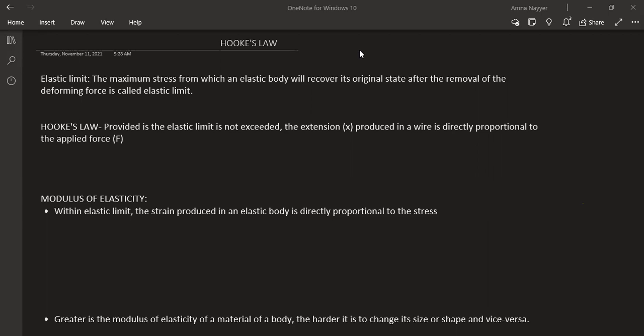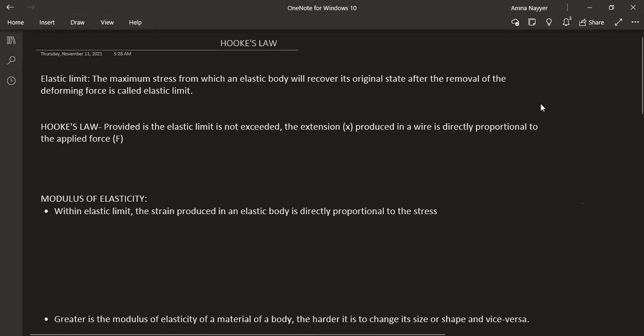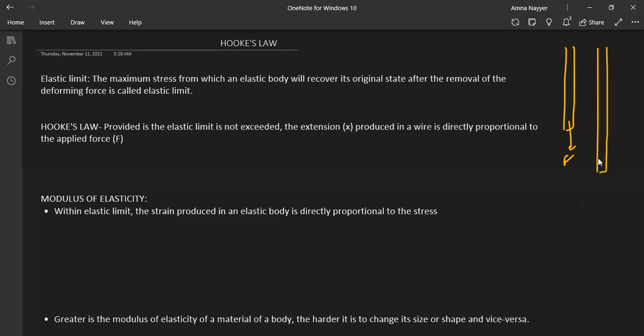So if that elastic limit is not exceeded, then class, the stress is always directly proportional to strain. Or you can say, let's say this was the rod, here force was applied. This was the change in length. Let's say this is delta x, the change. So force is always proportional to this extension. The deforming force is always proportional to this extension.